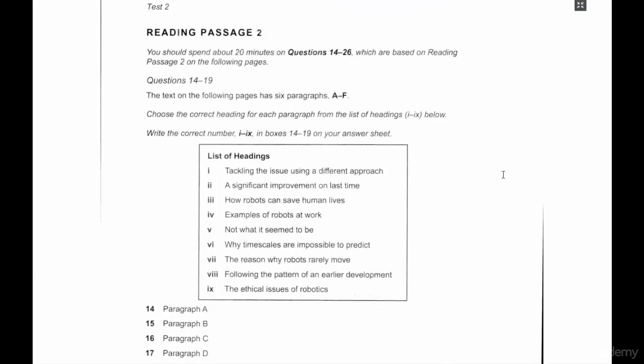All right, so here are our headings here. Like I said, first we may just read through them very quickly. Tackling the issue using a different approach, a significant improvement on last time, how robots can save human lives, examples of robots at work, not what it seemed to be, why timescales are impossible to predict, the reason why robots rarely move, following the pattern of an earlier development, and the ethical issues. Okay, so that's what we're dealing with in terms of our headings. It's a good thing just to read through them very quickly and familiarize yourself with them.